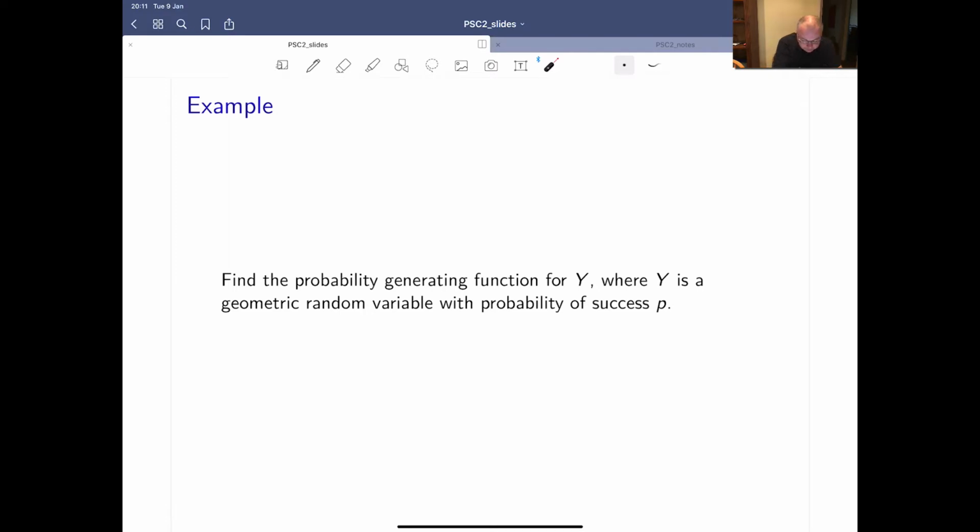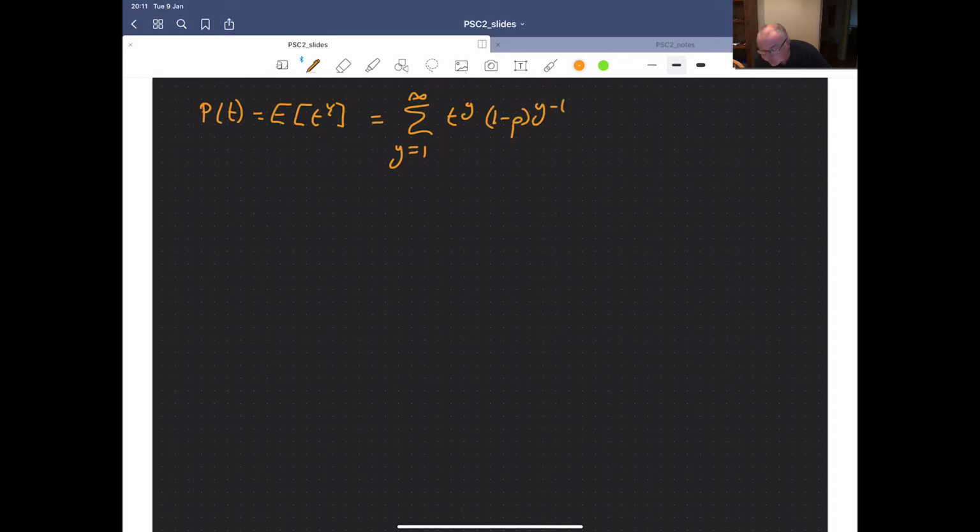So we'll do an example. We're going to find the probability generating function of y, where y is a geometric random variable with probability of success p. So what do we want? We want the P of t, which by definition is the expected value of t to the y, which in our case, y only goes from 1 to infinity, t to the y, and then our probability mass function, which is (1 minus p) to the y minus 1, and p.